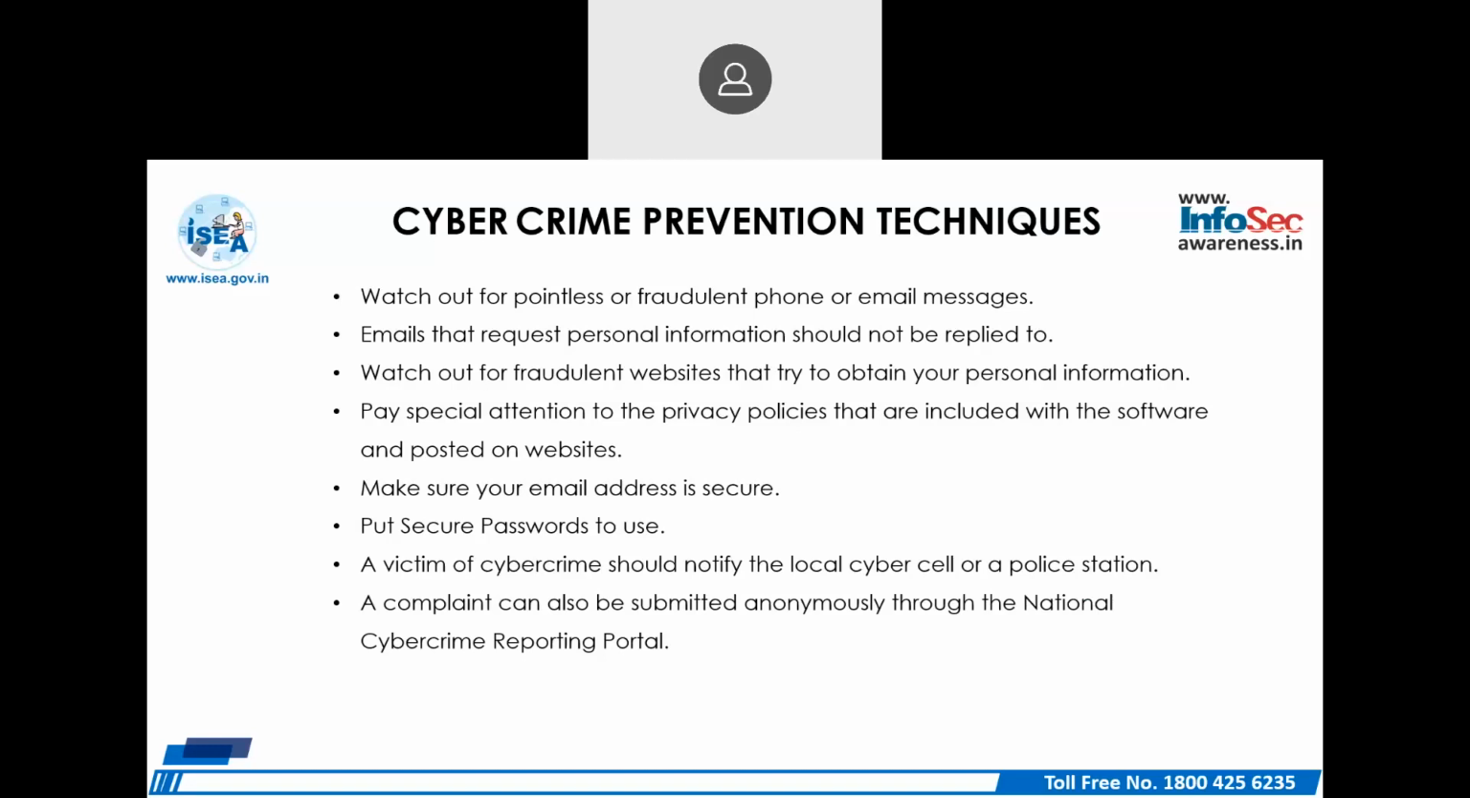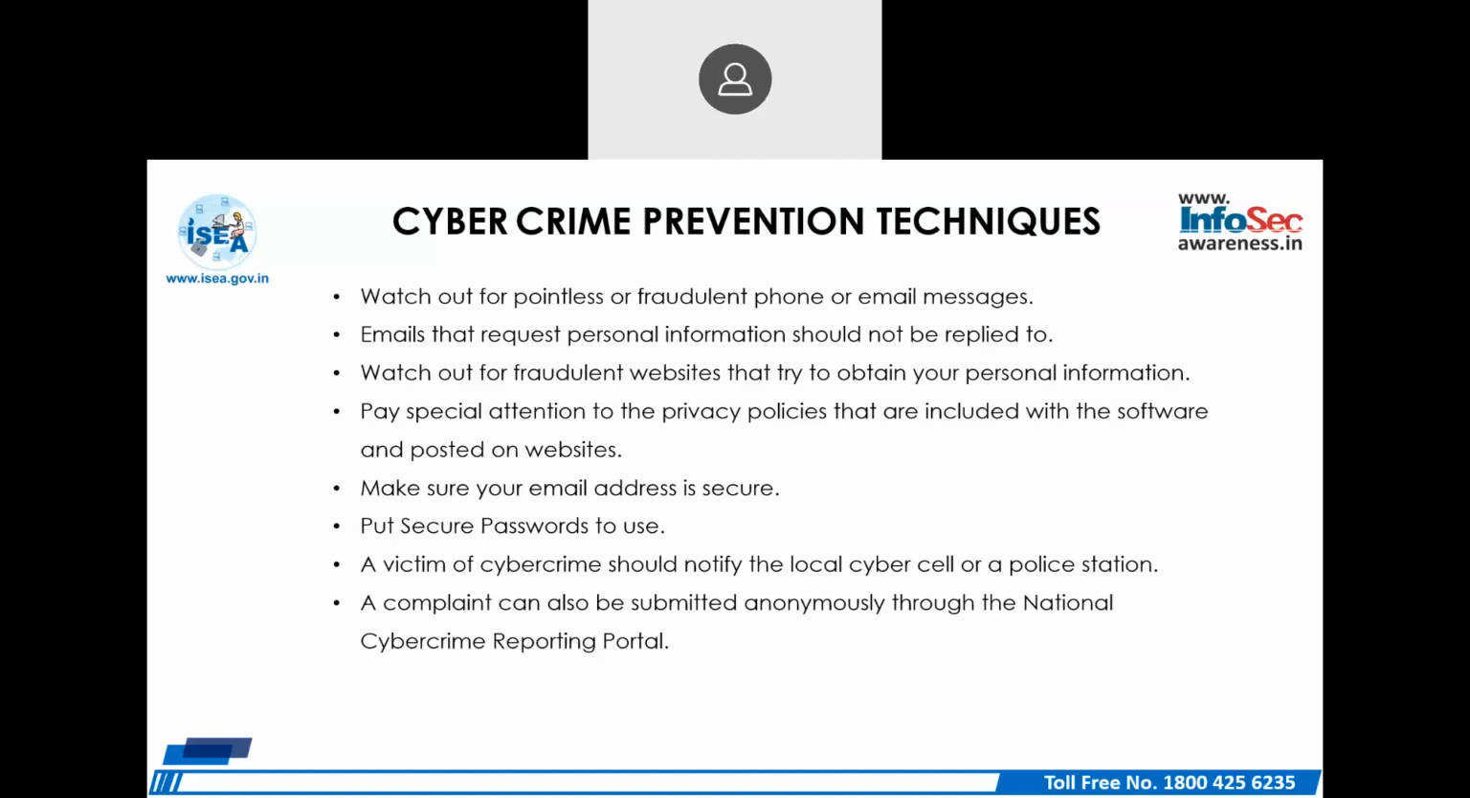Now, let me tell you cybercrime prevention techniques. Watch out for pointless or fraudulent phone calls or email messages. Many spam calls come to you and you just ignore them normally. Do not ignore them, because ignorance can sometimes lead to big losses. Sometimes these may be cyber frauds who are just calling you today to know who you are and how you are, and tomorrow they may do a bigger cybercrime with you in the name of the same.